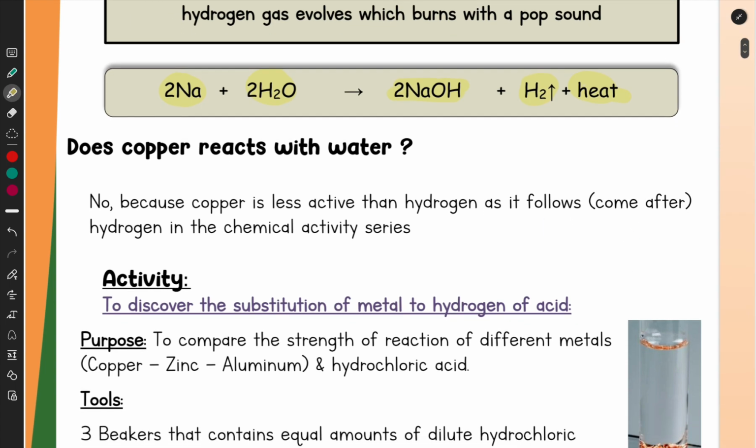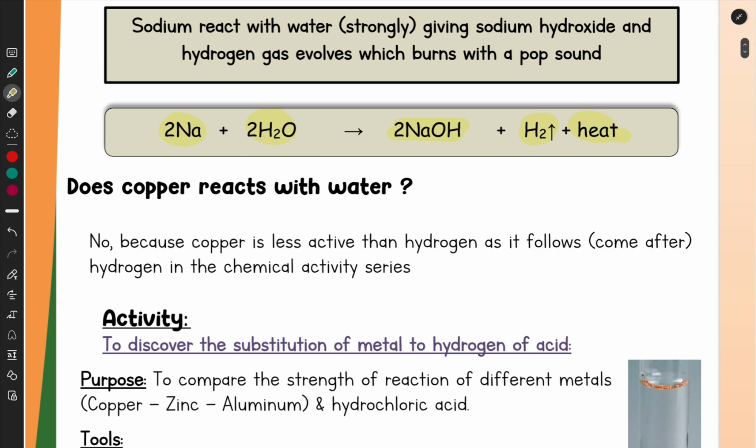So again, sodium will react with H2O, water, to produce NaOH, which is sodium hydroxide, plus H2, which is hydrogen, and the hydrogen will evolve. And this is very important, that this reaction will produce heat or thermal energy.